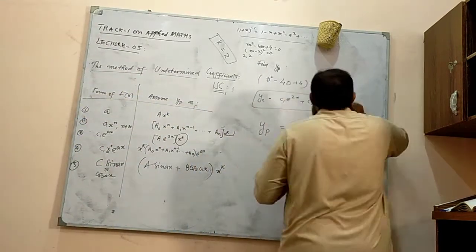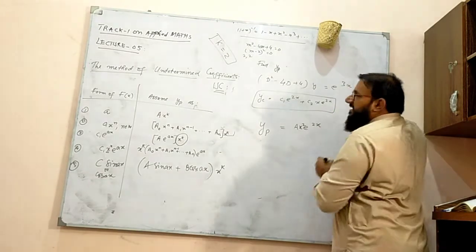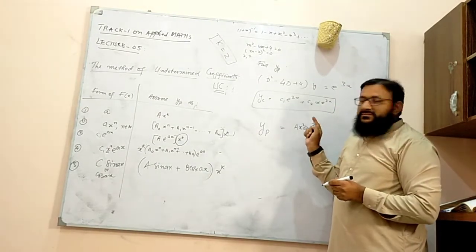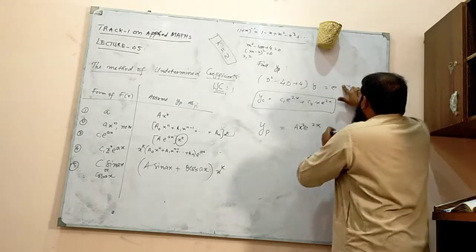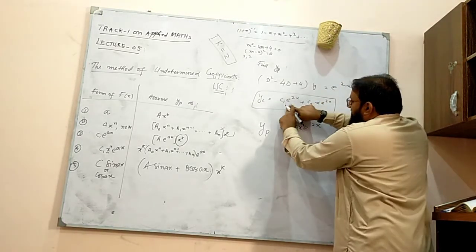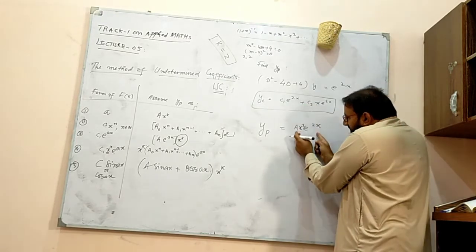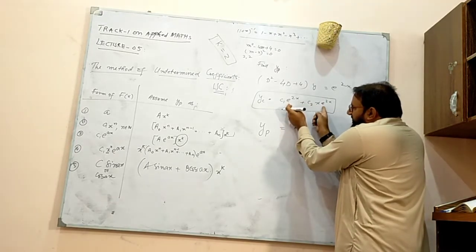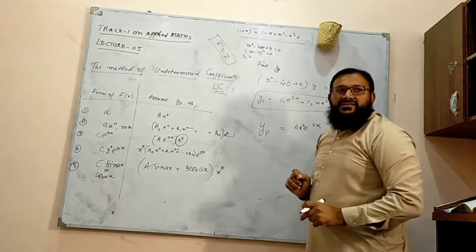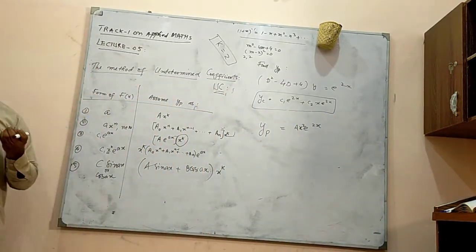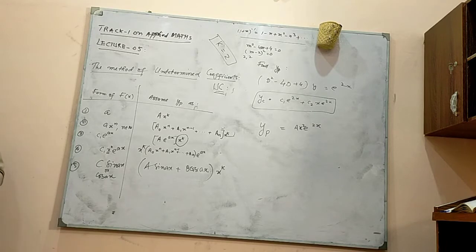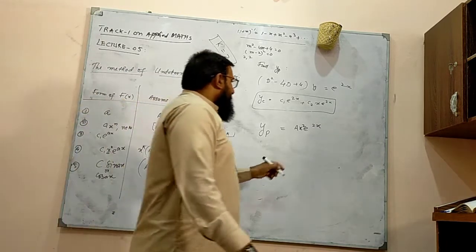If this is e raised to 3x, then there is no problem, because this is not e raised to 3x. But if this is e raised to 2x, then this appears here. I have to write something which should be different from these two, and the different thing is you have to multiply with x. You have to multiply x once, twice, and thrice until you get something different and new. Now you will solve it. This is your yp.